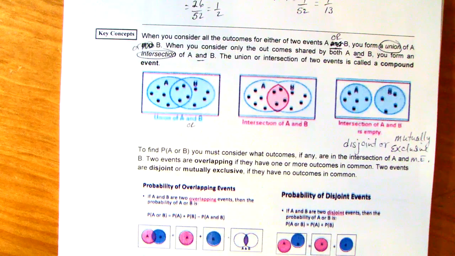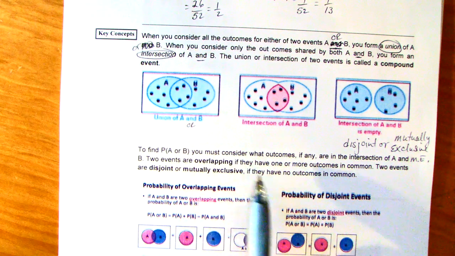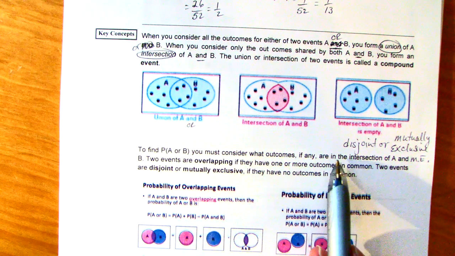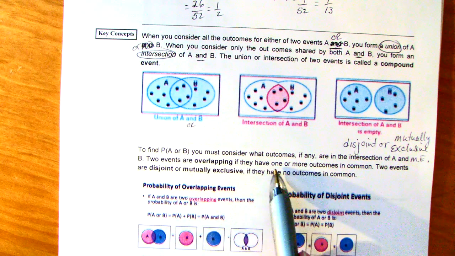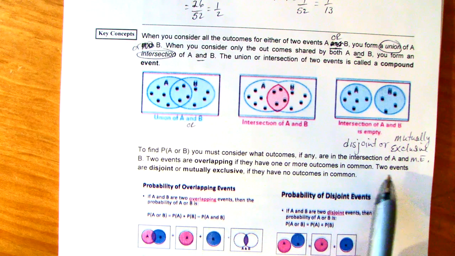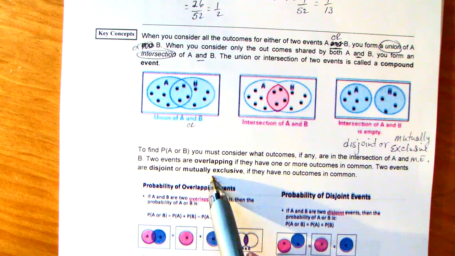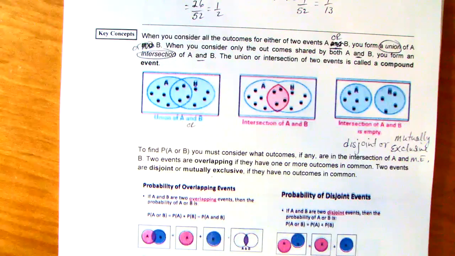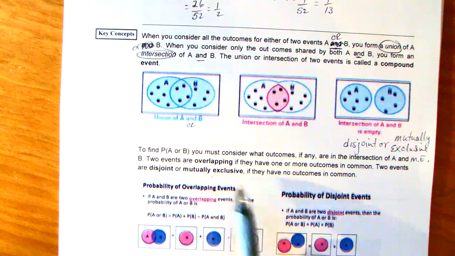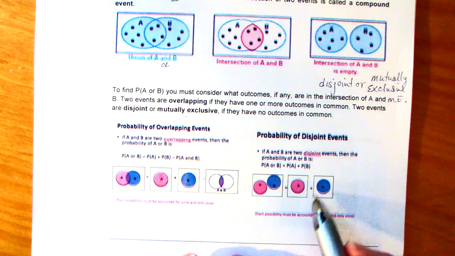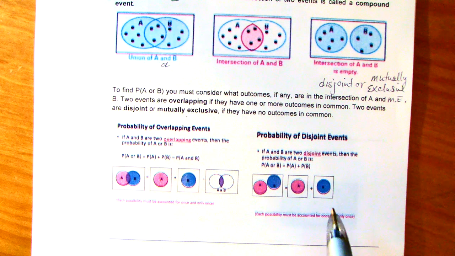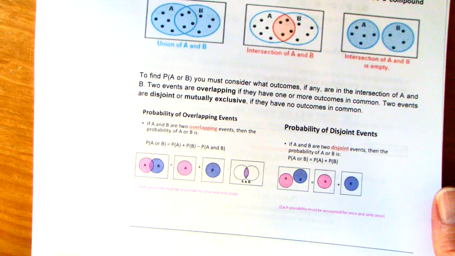So, to find A or B, you must consider what outcomes, if any, are in the intersection of A and B. Two events are overlapping if they have 1 or more outcomes in common. Two events are disjoint or mutually exclusive if they have nothing in common. Now I know this is kind of blurry, but your copy is not. I printed it off my printer. This is what your copy will look like.